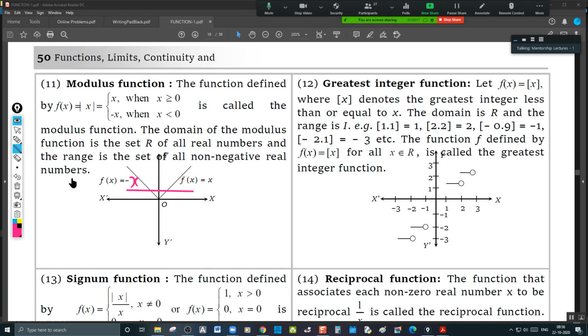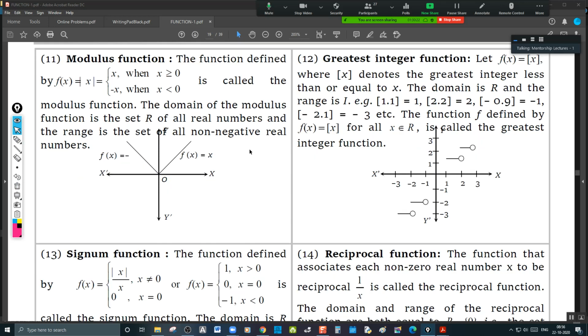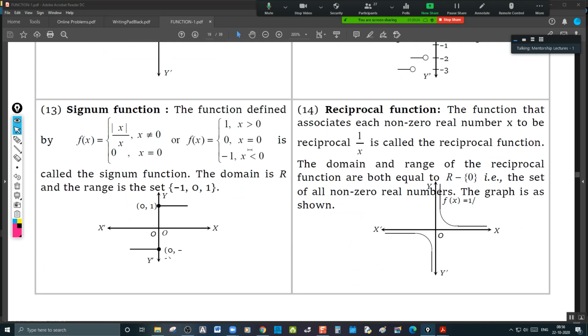Now, let us see the Signum function. Signum function: mod x by x, x not equal to 0, is equal to 0 if x is equal to 0. Very important one, please. Just remember this. The range of the Signum function is only 3 elements: -1, 0, 1. This is -1, this is 0, this is 1. It is defined to be 0 when x is equal to 0.